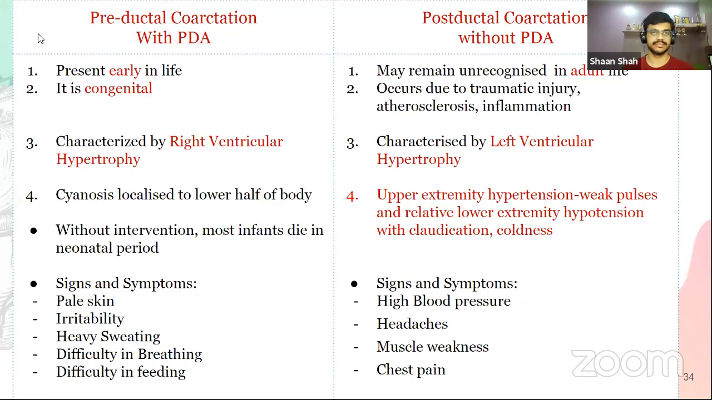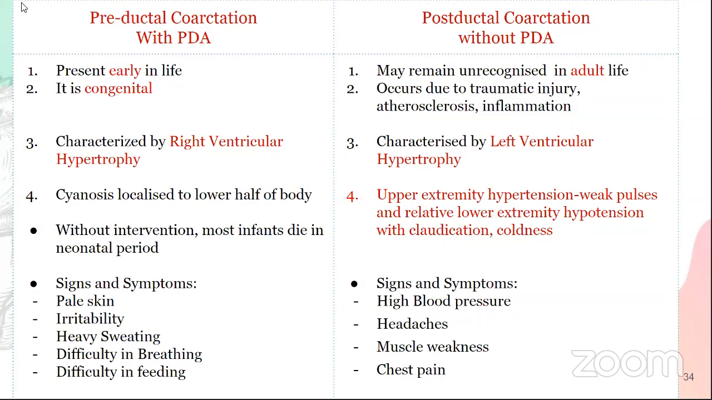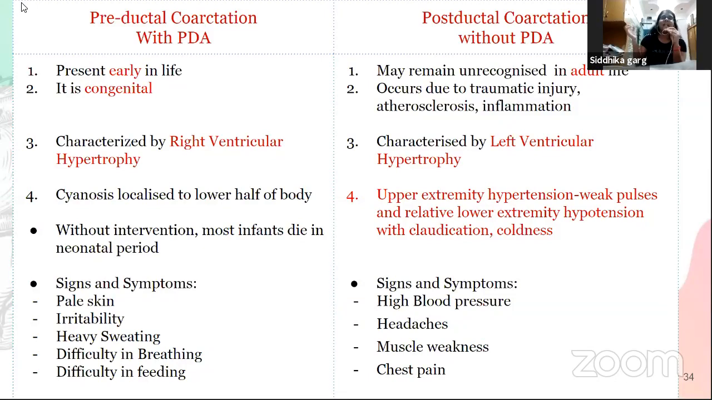So, preductal coarctation with PDA. That duct here is ductus arteriosus. Preductal means coarctation occurs before the end of the ductus arteriosus. Now, it is due to hypoplastic formation of the aorta in the embryogenic period, which is due to less blood flow in the left side of the heart. Okay, it presents early in life.